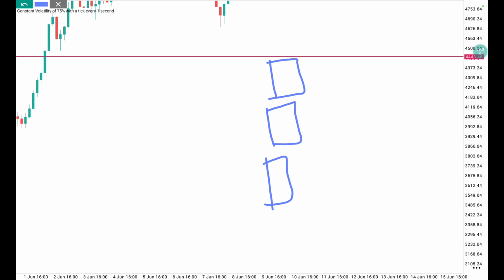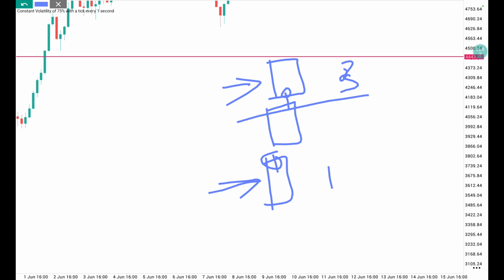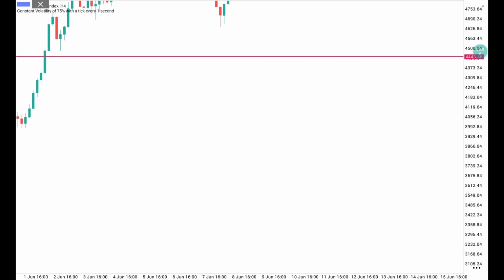Now, candle number 1, candle number 3. You check for the wick of this one and the wick of this one. So the upper shadow here and the lower shadow of this, if they do not overlap, if they do not meet, if they do not trade into each other, then the space between them is what we call a fair value gap.